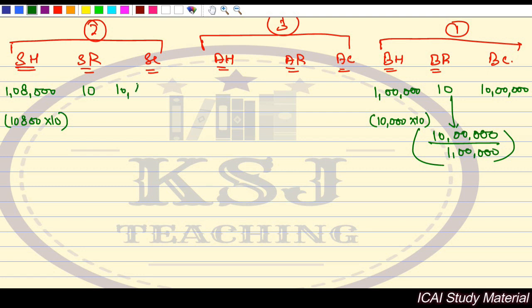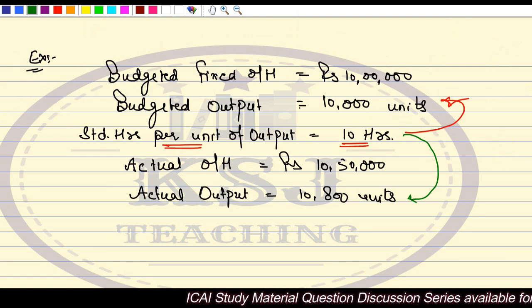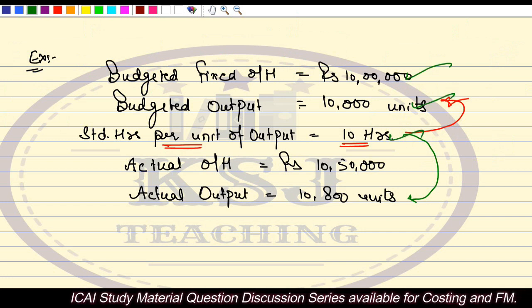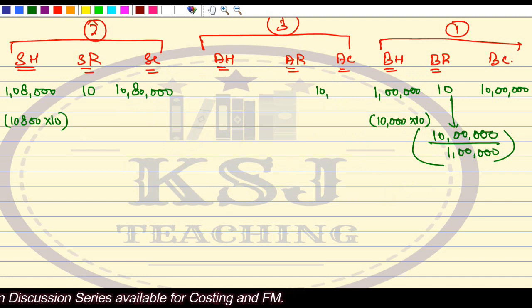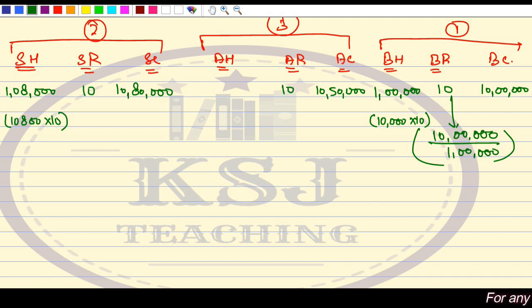So, what will be your cost? Cost will be 10,80,000. What else is given to you? We have used this. What is actual overheads? 10,50,000. So I'll write here 10,50,000. Now the actual rate or the actual hours is not given. Let's say the actual rate is also 10. So actual hours will be 1,05,000.